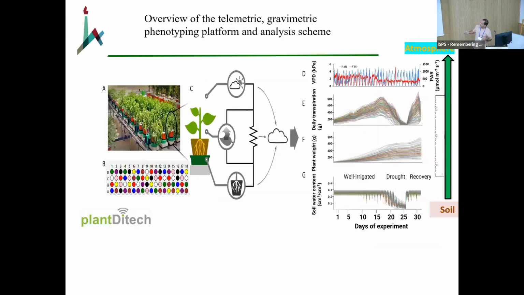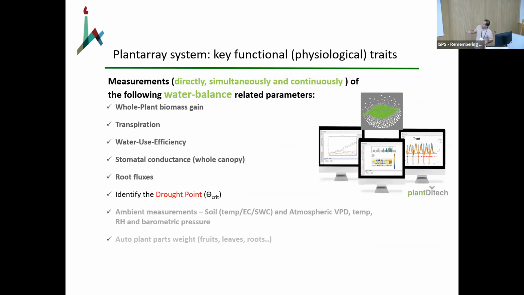So we use the PlantArray system. The idea is that you can put as many plants as you want simultaneously, and you can measure simultaneously the soil, the plants, and the atmosphere. So all the plants are exposed to the same structure. You can do a truly randomized experiment, with each plant getting its own irrigation by a feedback system. And all these measurements are absolute. So it's a real measurement of how much water the plant really loses. Okay?